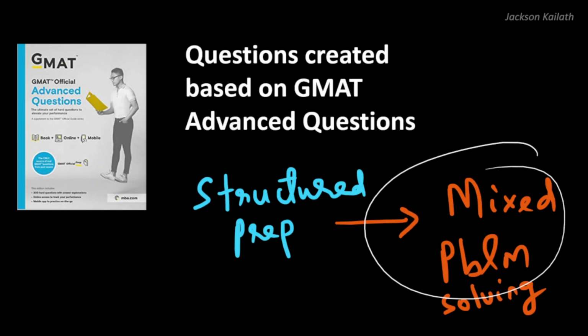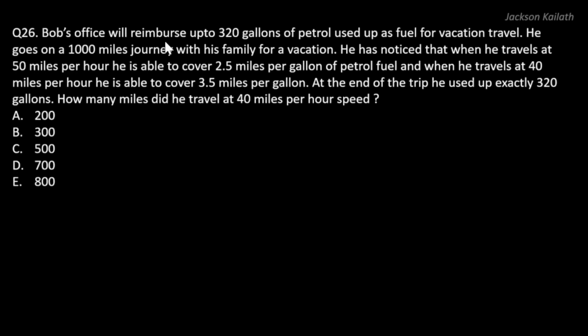So let's dive in. The question is, Bob's office will reimburse up to 320 gallons of petrol used as fuel for vacation travel. He goes on a 1,000 miles journey with his family for a vacation. He has noticed that when he travels at 50 miles per hour, he's able to cover 2.5 miles per gallon of petrol fuel, and when he travels at 40 miles per hour, he's able to cover 3.5 miles per gallon. At the end of the trip, he used up exactly 320 gallons. How many miles did he travel at 40 miles per hour speed?